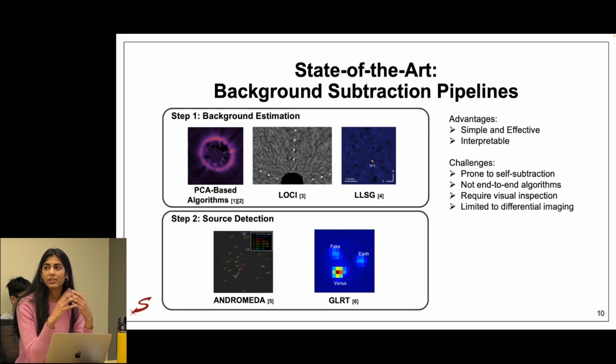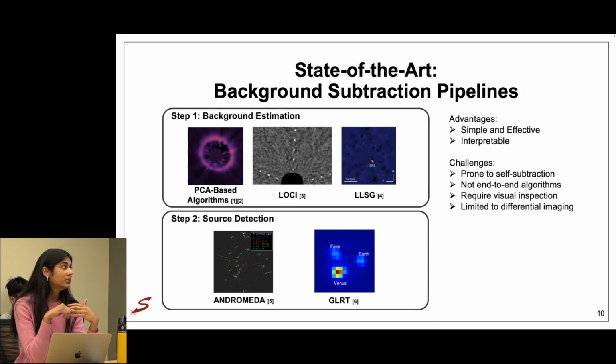A few things to note on these background subtraction pipelines is that they are very prone to over-subtraction because you're creating a low-rank approximation. It is very likely that you are actually going to include the exoplanet signals in those approximations and subtract off the signal from the residual image.